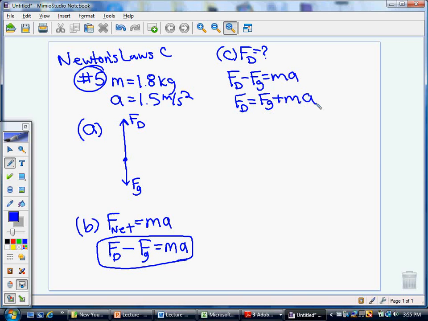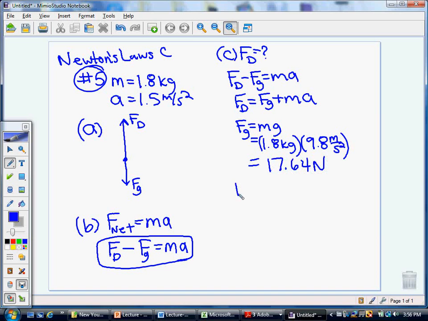Now, we know mass and we know acceleration, which were given in the problem. So the next thing we need would be the force of gravity. Force of gravity is always mass times gravity, which in this case is going to be the 1.8 kilograms, as given in the problem, times 9.8 meters per second squared. So now you multiply these two together and you get 17.64 newtons.